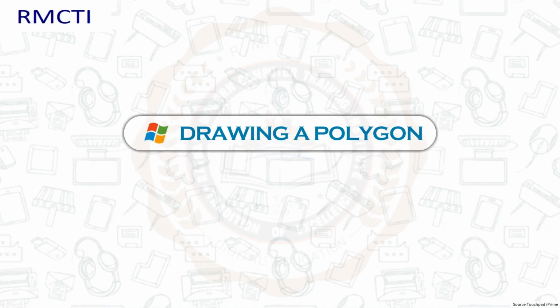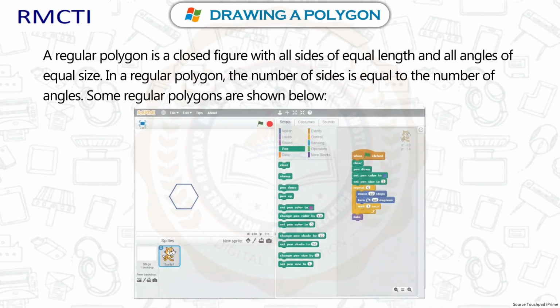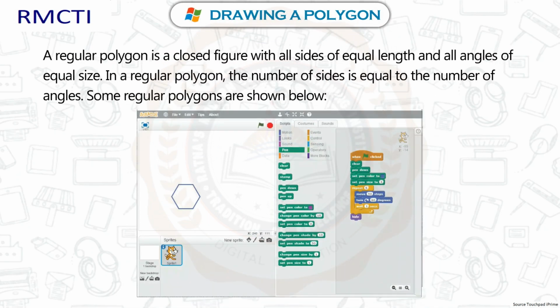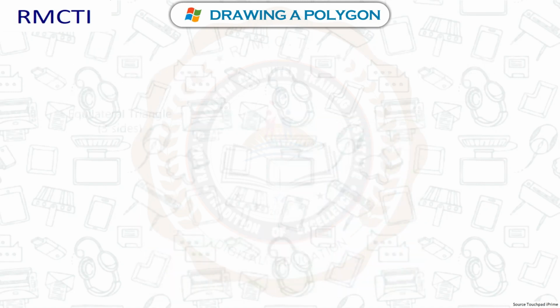Drawing a polygon. A regular polygon is a closed figure with all sides of equal length and all angles of equal size. In a regular polygon, the number of sides is equal to the number of angles. Some regular polygons are shown below.